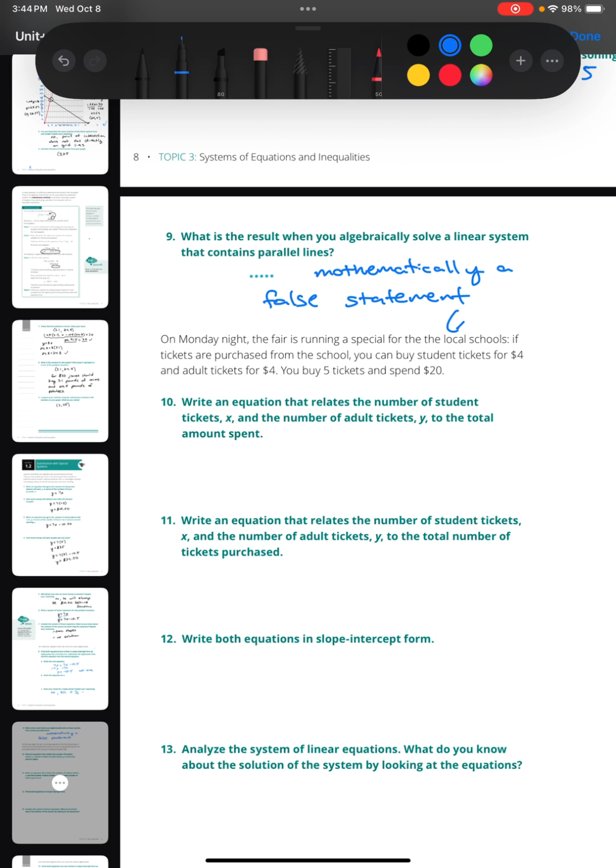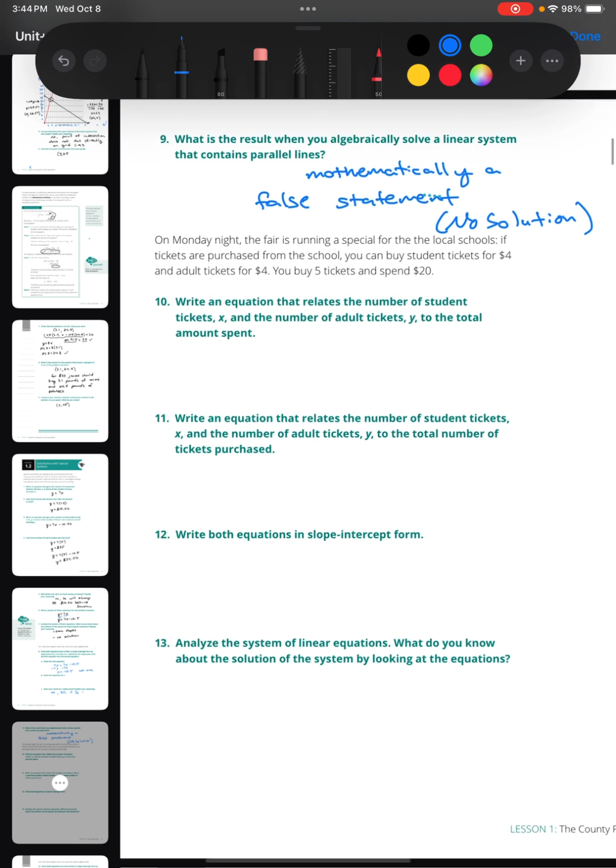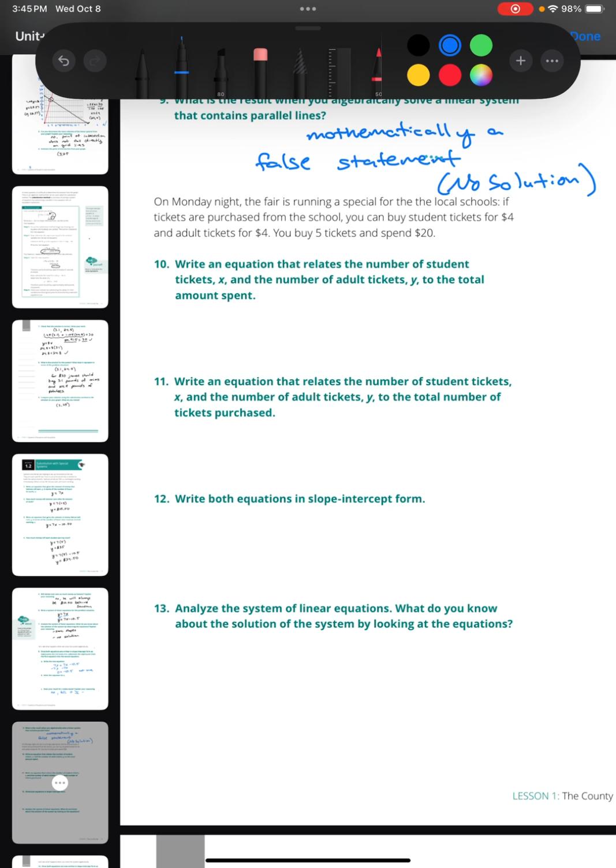Which means no solutions. So there is no point, no x and y value we can plug in to satisfy those two equations. All right, so now we're going to look at what's basically the opposite of that. On Monday night, the fair is running a special for the local schools. If tickets are purchased from school, you can buy student tickets for $4, adult tickets for $4 also. You buy 5 tickets and spend $20.